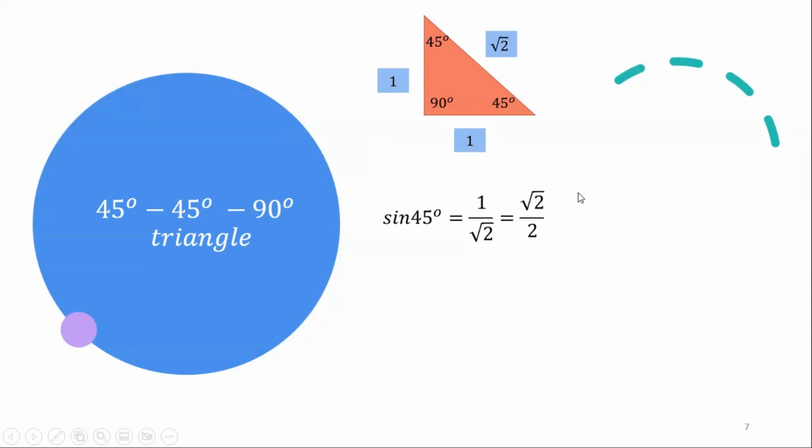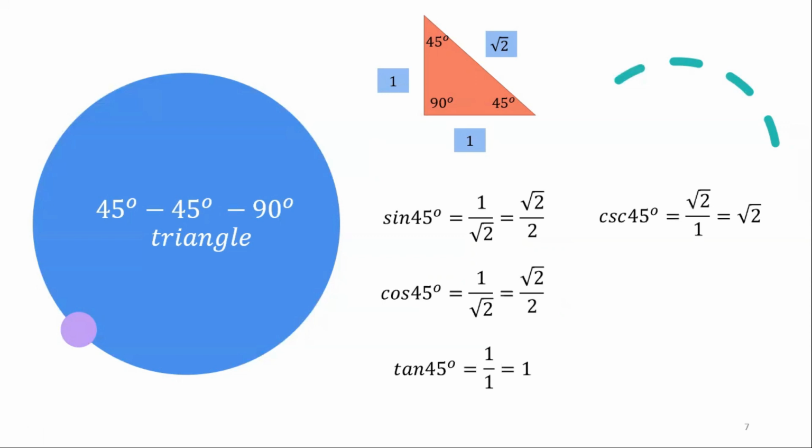1 over square root of 2, or square root of 2 over 2. Cosine of 45 is 1 over square root of 2, or square root of 2 over 2. Tangent of 45 is 1 over 1, or simply 1. Cosecant of 45 is square root of 2 over 1, or square root of 2. Secant of 45 is also square root of 2 over 1, which is square root of 2. And cotangent of 45 is 1 over 1, or 1.